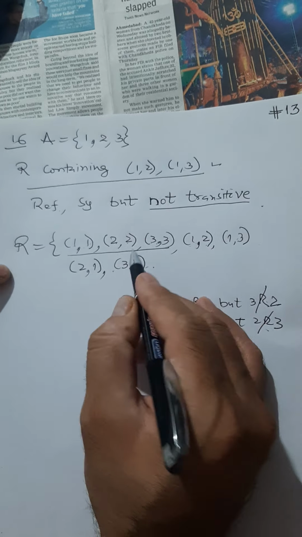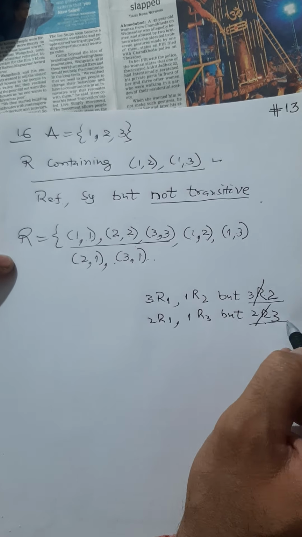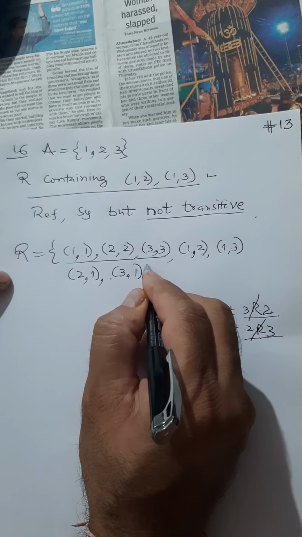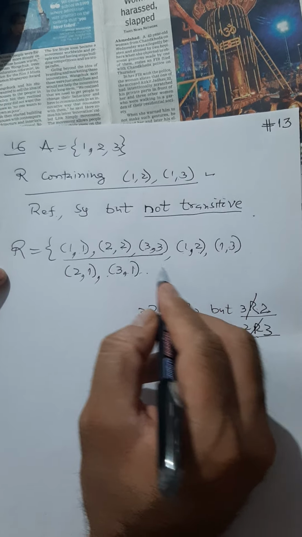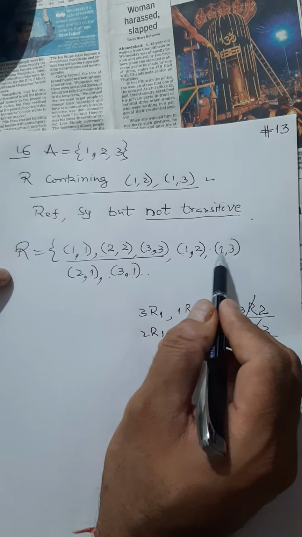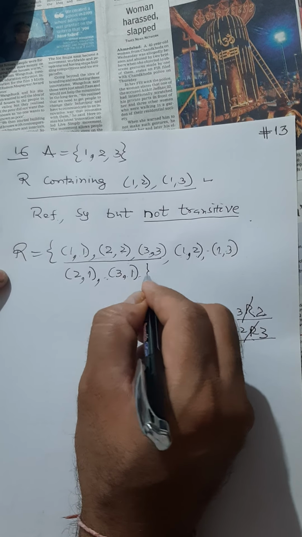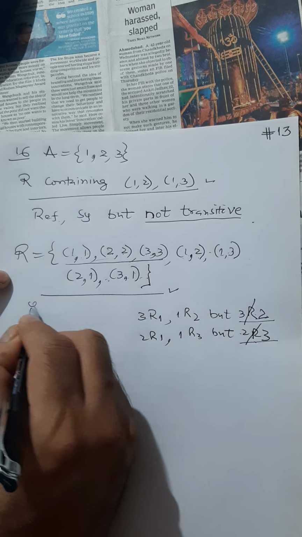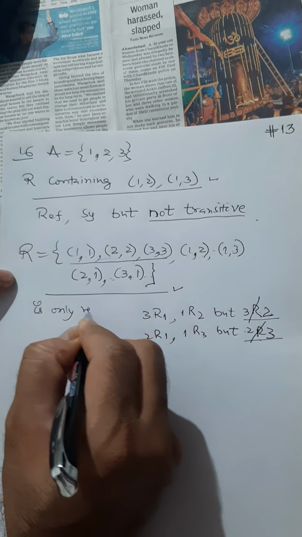So therefore it's not transitive, and this is the only possibility. If I put this, then if I put this or this ordered pair, (3,2) or (2,3), it becomes transitive. So I cannot put this. And you know A cross A would have all 9 ordered pairs, 3 plus 5 plus 7. So now I cannot put any ordered pair. So this is the required relation, and it is the only relation.